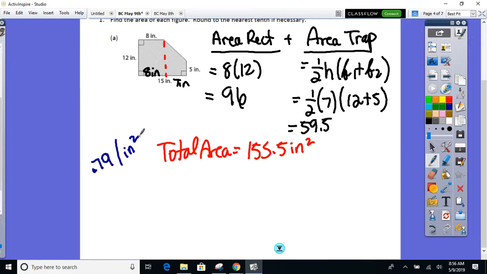How are you going to find how much money I owe? This is going back to day one where it's divide, multiply, divide, multiply. Don't make it a 50-50. Make it a 100-0, so that you know what's going on. How many square inches do I have? 155.5. For every 1 square inch, they charge me 79 cents. So what do I want to do to find out how much I'm going to get charged?